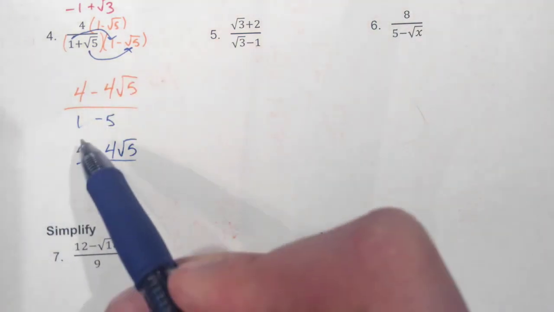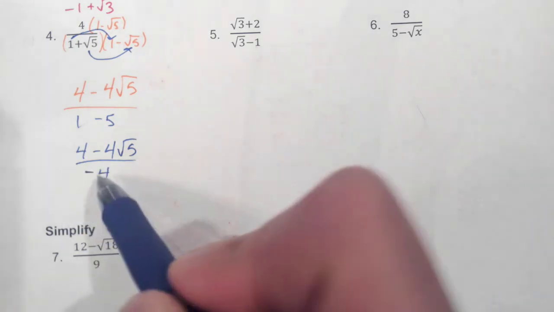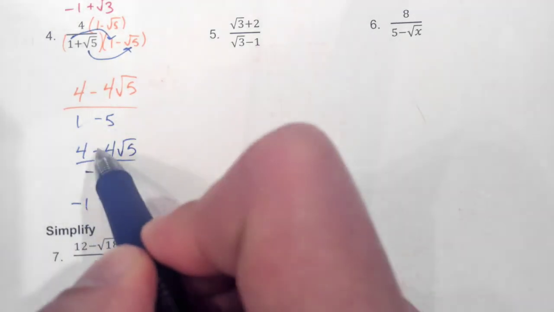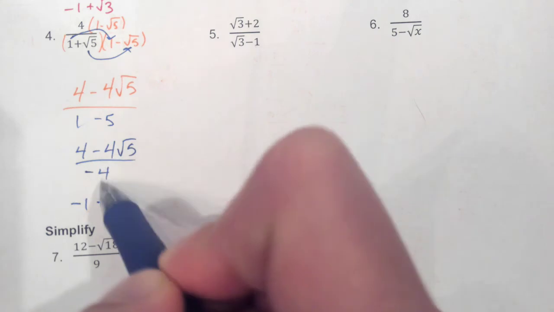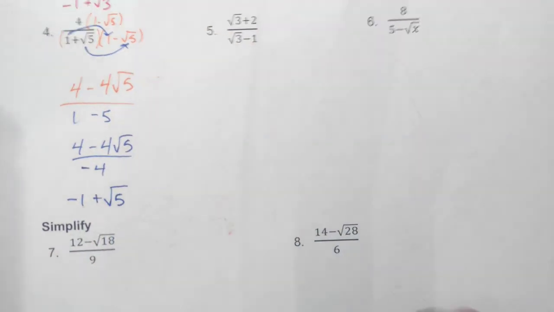Much like number 1, all of these terms are divisible by that 4. So we're going to reduce that. 4 divided by negative 4 is negative 1. A negative divided by a negative is a positive. I don't need the 1. The 4's just kind of cancel, leaving me with the square root of 5.